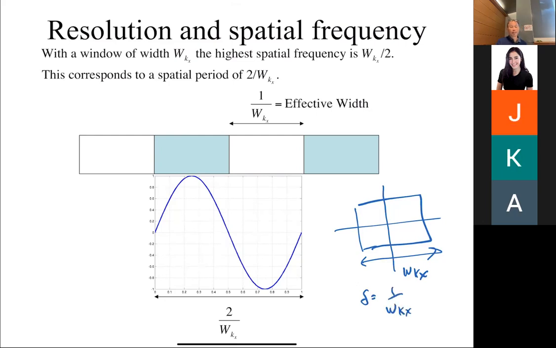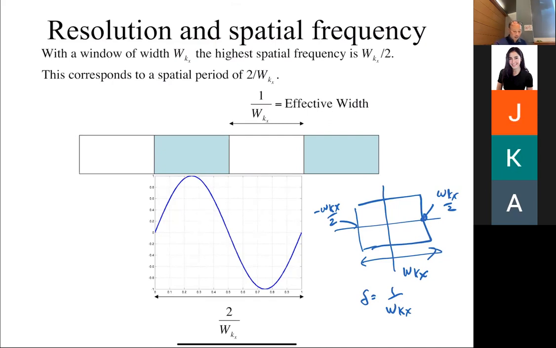Okay. But the tricky part that you have to remember is that width is over plus and minus spatial frequencies. Okay. So I only go out to wkx over 2, and I only ever go out to minus wkx over 2. Okay. So the highest spatial frequency I acquire is not wkx, it's wkx over 2. But that's the highest spatial frequency for a width of wkx.